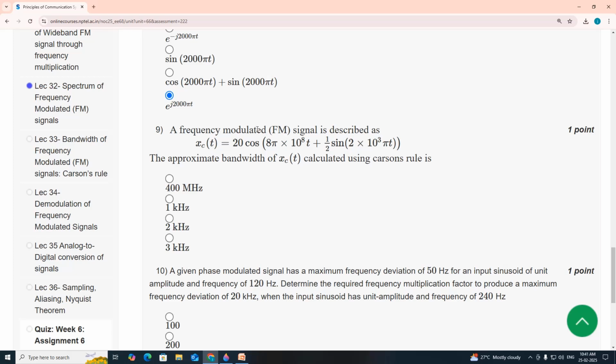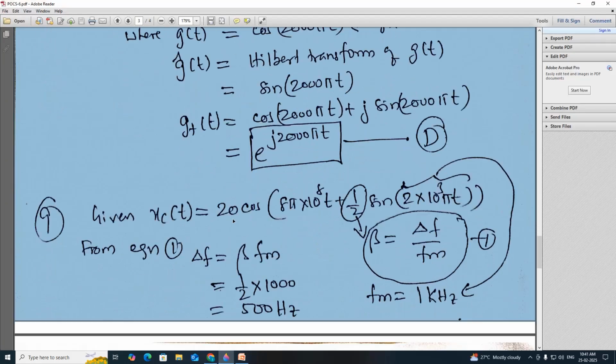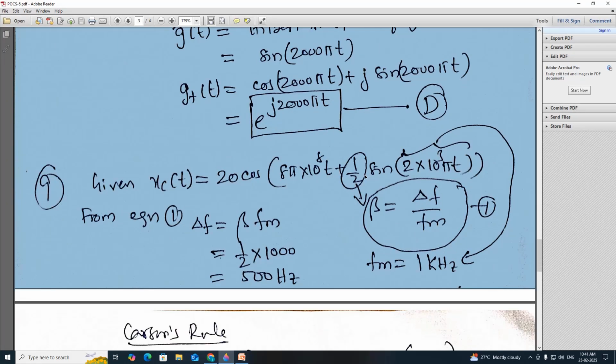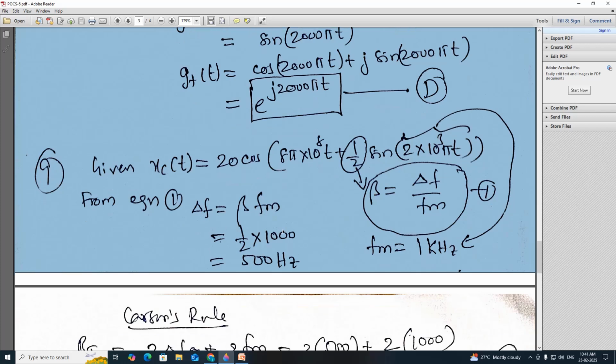Ninth one, a frequency modulated FM signal is described by the given equation, and we have to calculate the bandwidth. Again a simple problem. This is beta, this is the modulating signal, and this is our carrier. Beta equals delta f by fm, equation 1, so delta f is beta into fm. Beta is 1 by 2, and fm is 1 kilohertz because this is 2 times 2k, and half of 2k is fm. That is nothing but 500 hertz.